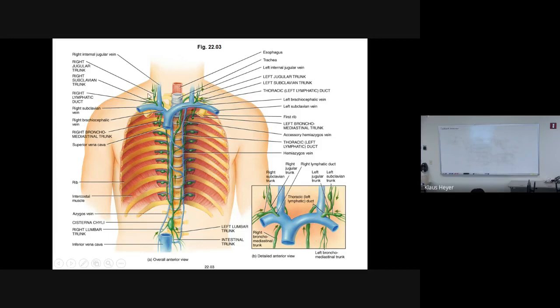There are 5 different lymphatic trunks, and they're named after the blood vessels. The ones coming down from the neck are jugular trunks, because they're next to the jugular vein. Then you have ones coming around the shoulder. You can see it better down here. You see this arrow here, and that arrow there. Those are your subclavian trunks, named after the subclavian vein.